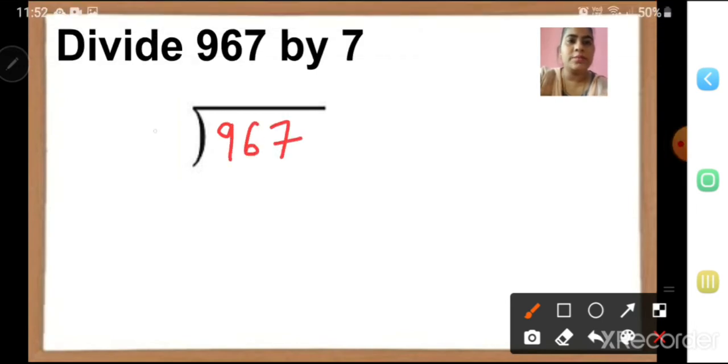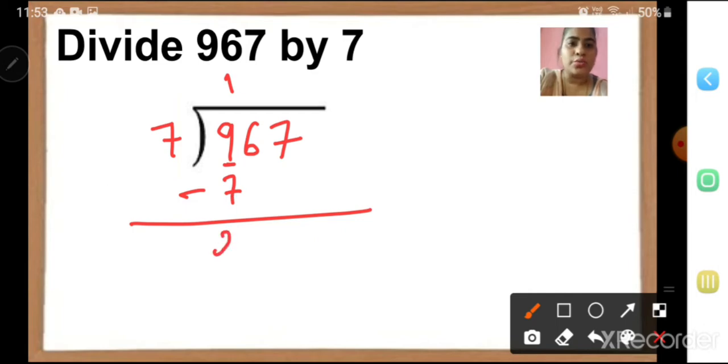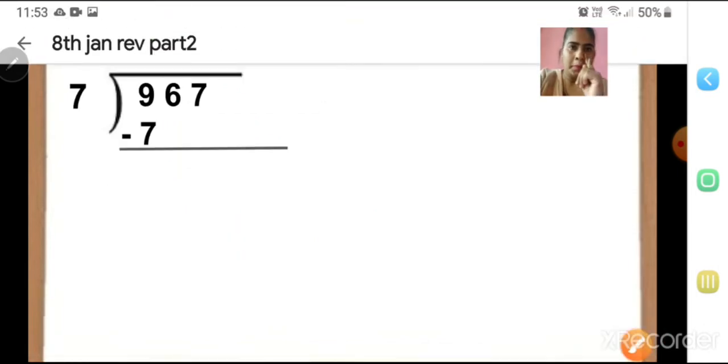967 divided by 7. Now children, while dividing, take the first number. Okay, number 9 is greater than 7. So that means we can divide. Now see the table. 7 ones are 7. 7 twos are 14. Now number 14 is greater than this number 9. Correct? So what we will do is we will take a nearby number. It will be 7 ones are 7. Okay, then we will subtract. 9 minus 7 is 2.